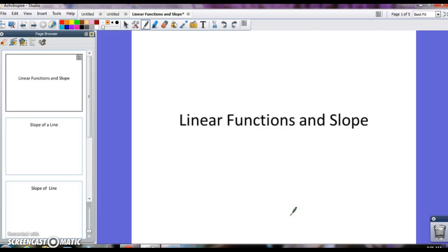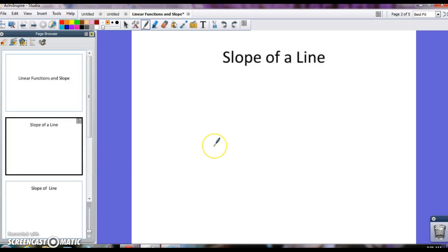Hey folks, today we're going to do just a quick review of linear functions and slope. All of the stuff that we're doing this week is pretty much a review, so this should be familiar to you. Nothing should really jump out as unfamiliar. So let's do a quick review of slope.